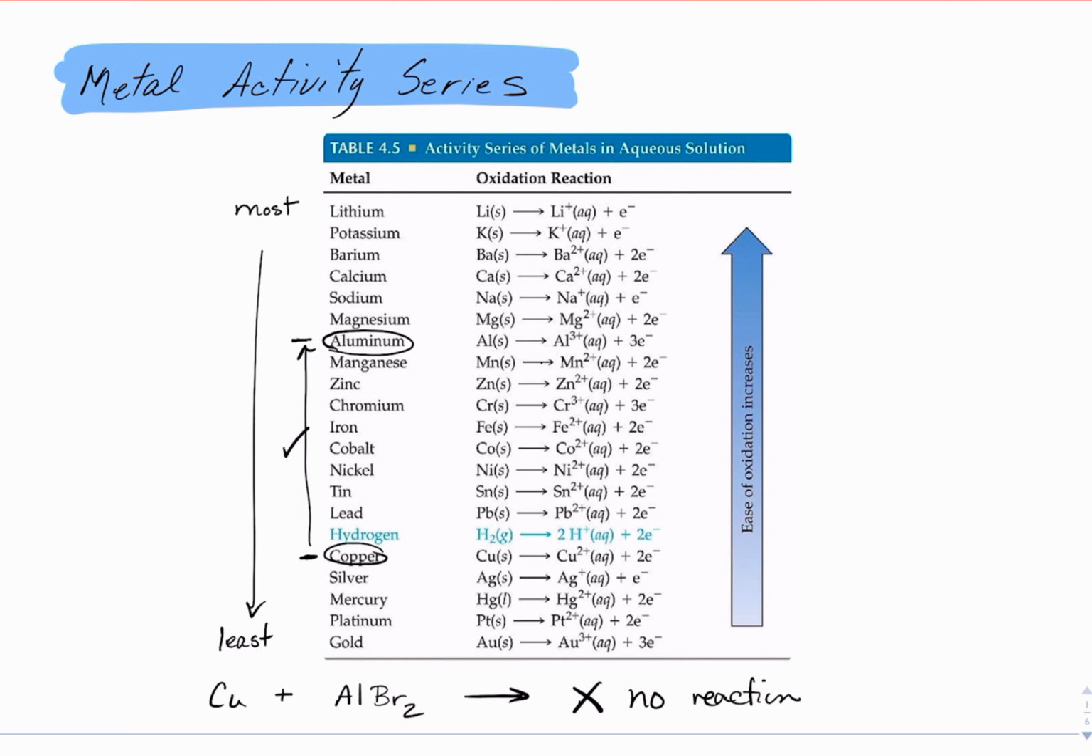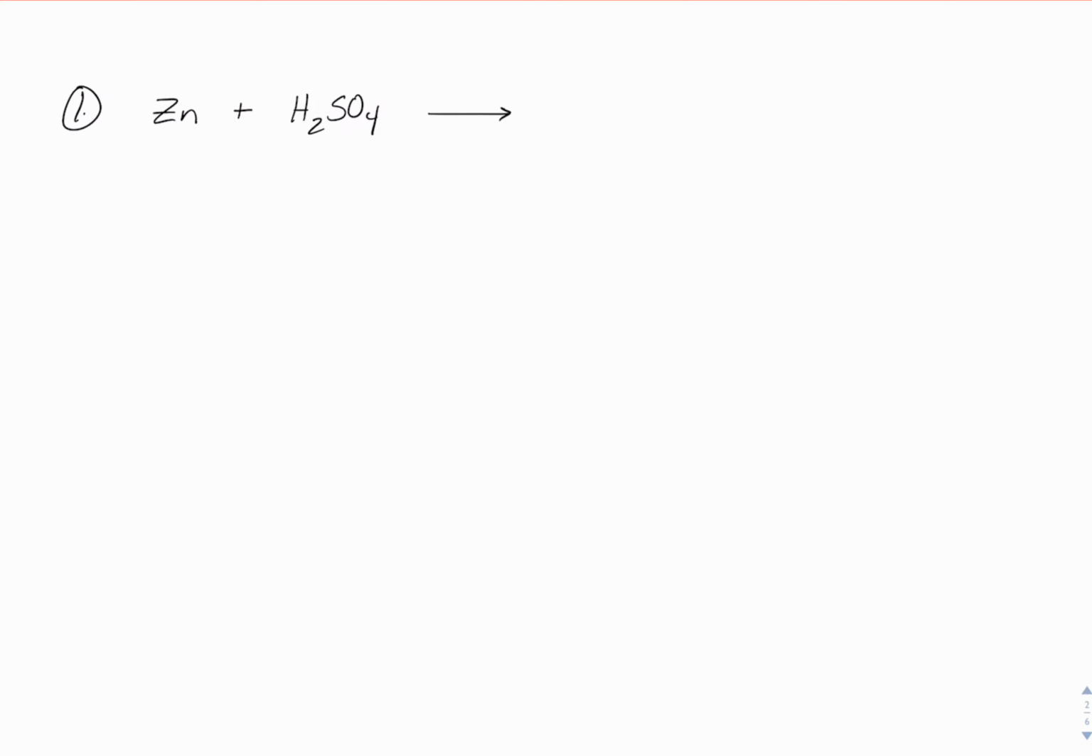Given that information, I would like for you to try and determine from these next single displacement reactions what the products would be if the reaction proceeds forward. Keep in mind you're going to need a metal activity series to be able to do this.